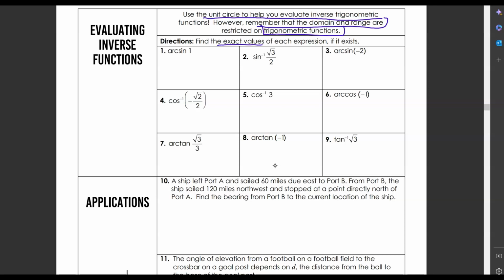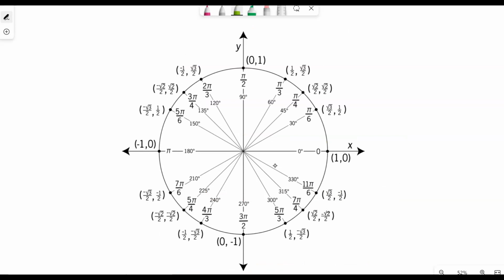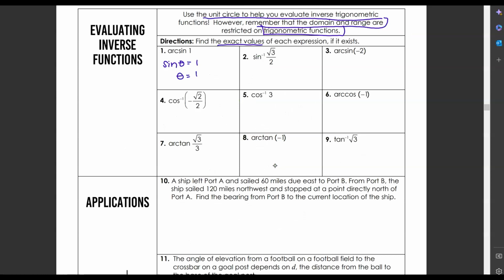First and foremost, let's look at the first one, arcsine of 1. This is telling me that sine of some value equals 1. So what can that value be? If we look at our unit circle, remember our sine of theta is going to equal y. I can see that y equals 1 here. And so in this particular case, I know that the answer is going to be either 90 degrees or pi over 2. So this is going to end up being pi over 2.